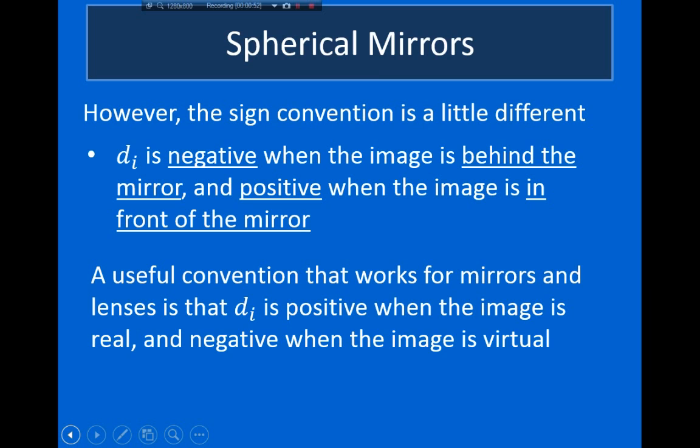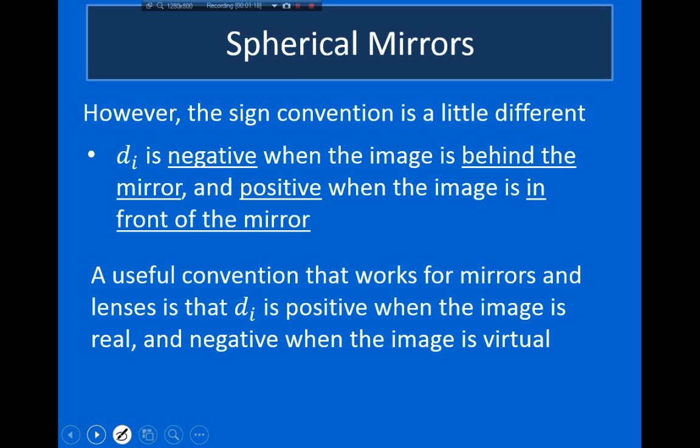So for example here, we say that dI is positive when the image forms in front of the mirror. So that means that those reflected rays are actually going to cross at some point in front of the mirror and form the image. Likewise, if we think about lenses, dI is positive when the image is on the opposite side of the lens as the object. Again, dI is going to be positive when those rays are actually intersecting at some point to form an image.